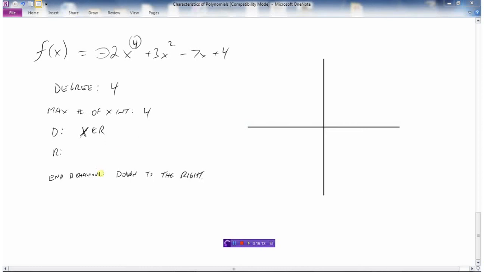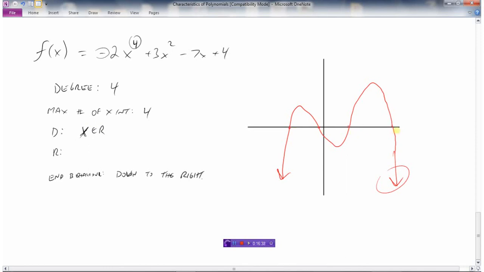So I know it's going to go down to the right, so I'm going to draw an arrow going down to the right, and then it needs to have 4 parts. So it might look something like this then. I know it had to go down to the right, and 1, 2, 3, 4, because it was a degree 4. Here I've shown that there's a maximum number of x-intercepts of 4, and I have them here.